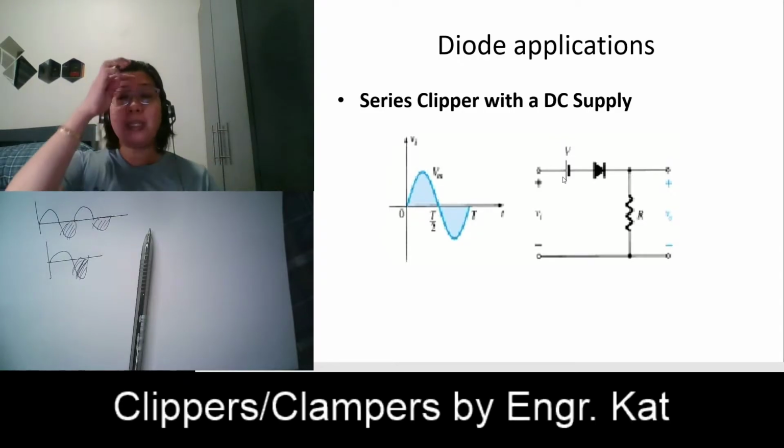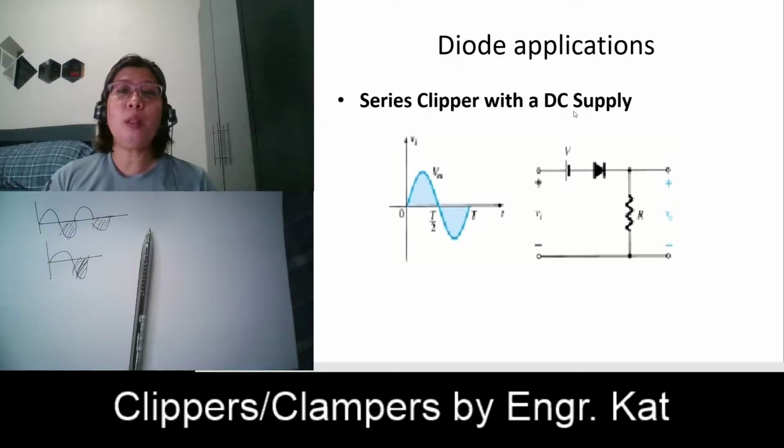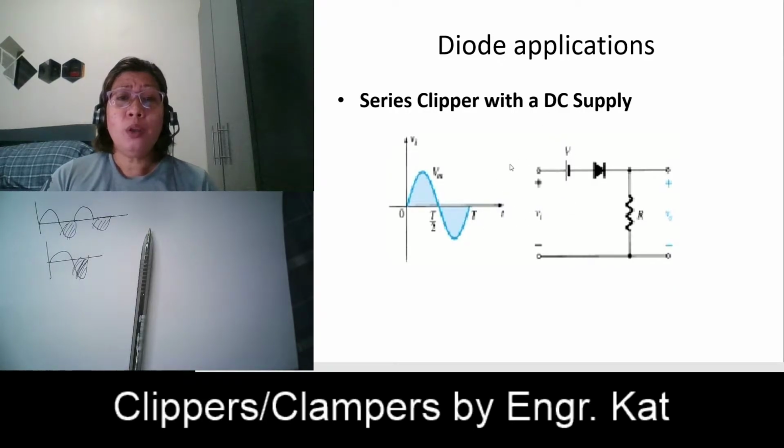So, we must now analyze your two sources. What will be the effect if these two sources join together or function together? How will it affect your diode circuit here? So, this is an example of a series clipper with a DC supply.